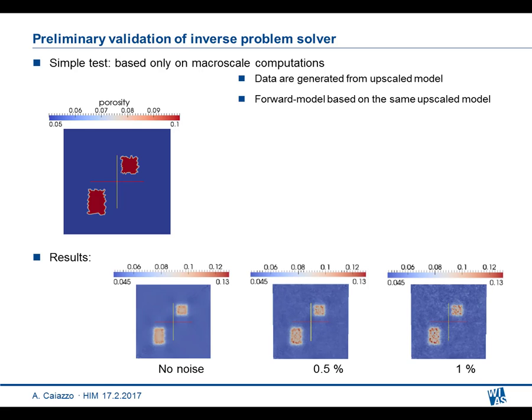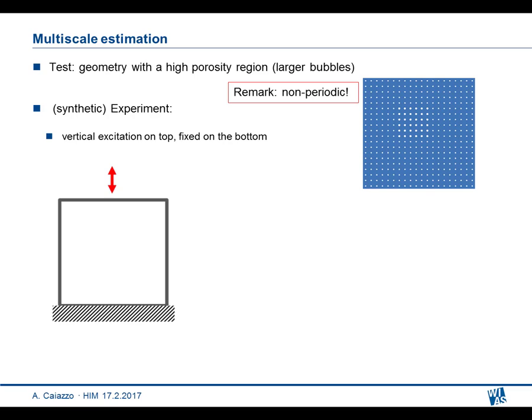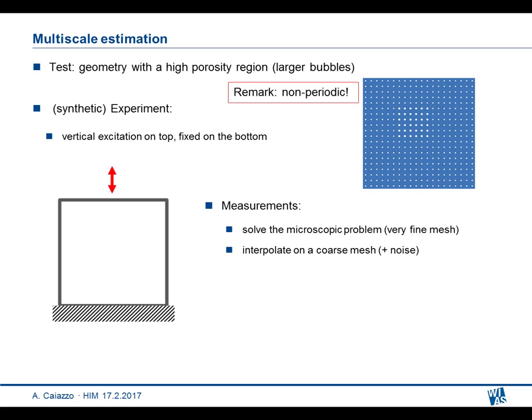And then we try a different test. We try to do a multiscale inverse problem. So we assume our data is generated on the microscale. We take a very small mesh, we solve the full-scale problem, and we take the results and interpolate them on a very coarse mesh. Now the results are generated assuming a bubble distribution which is not uniform. And then we have a very coarse mesh to interpolate the results on.